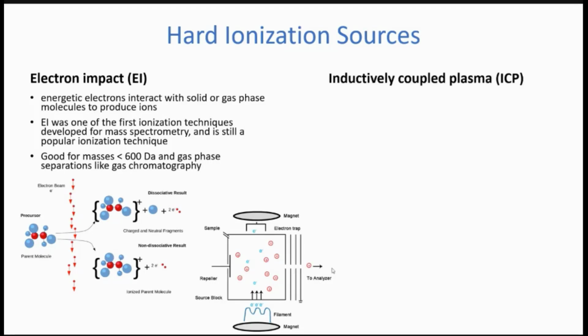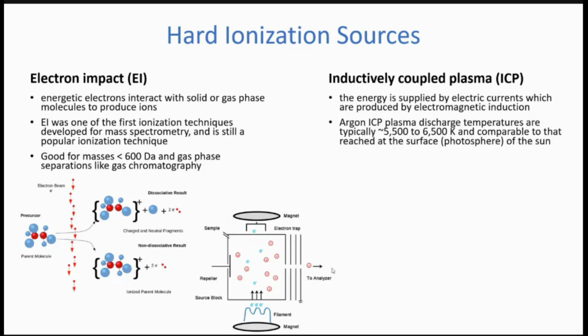Another pretty commonly used hard ionization source that you may hear about, especially if you're working with metals, is inductively coupled plasma, or ICP. This is where the energy is supplied by electric currents, which are produced by electromagnetic induction. Typically, you're taking a gas like argon and turning it into plasma. And so there's this high temperature to make this happen, around 5,500 to 6,500 Kelvin, and it's comparable to the temperature that's reached at the surface, or the photosphere, of the sun.